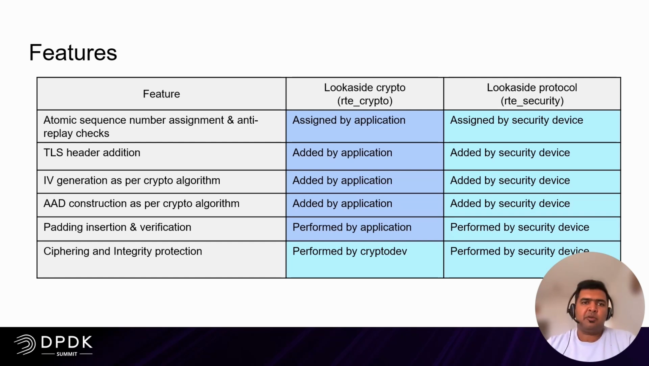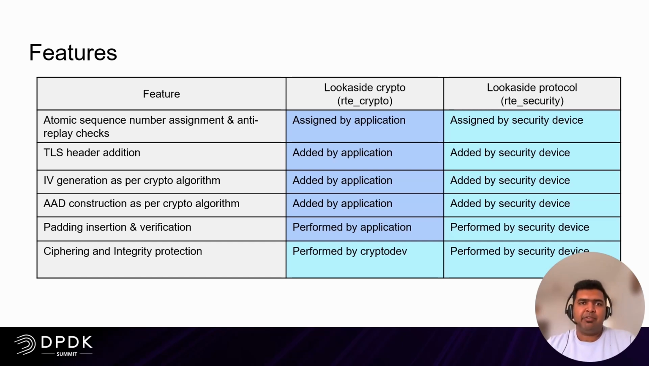In case of Lookaside crypto, the application is expected to handle it, while in case of protocol offload, it can be fully offloaded to the security device. Similarly, TLS header additions, IV generation, AAD or additional authentication data construction, etc. are some of the basic operations that need to be done by the application in case of Lookaside crypto. And in case of RTE security devices with Lookaside protocol, these can be performed by the security device.